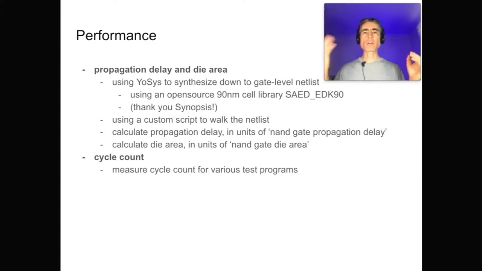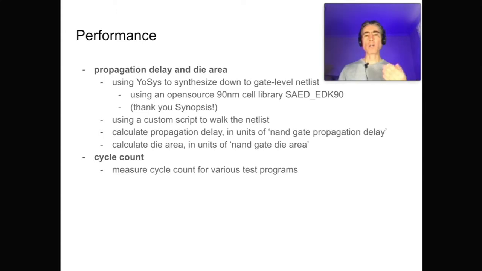So I'm using Yosys to synthesize down to a gate level netlist. I'm using an open source 90 nanometer cell library called SAED EDK90 to do this. This is provided by Synopsys, which is very nice of them. It's open source, it's not IP encumbered, so we can freely use that. And then I have a custom script that walks the netlist, and I'm calculating propagation delay in units of NAND gate propagation delay.